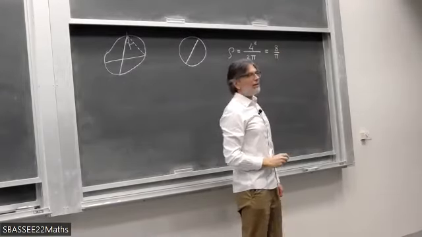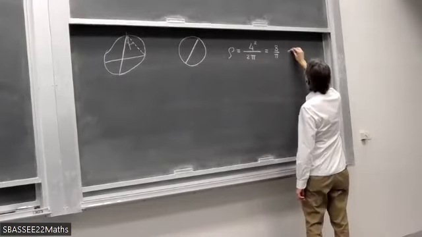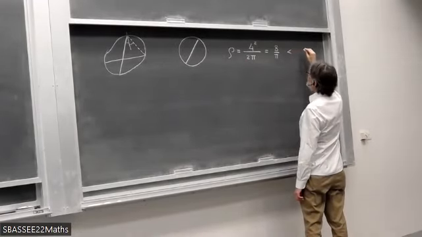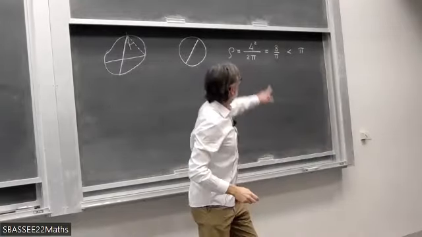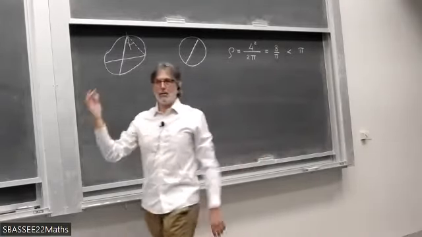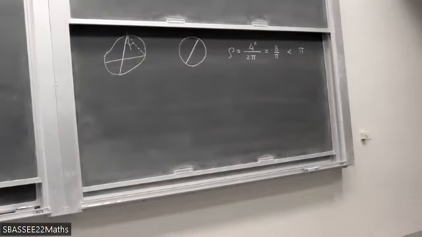But 8 over 5 is still less than pi, right? Because 8 is less than pi squared, right? Okay, so this has a pretty high systolic ratio, but the round sphere is still better.